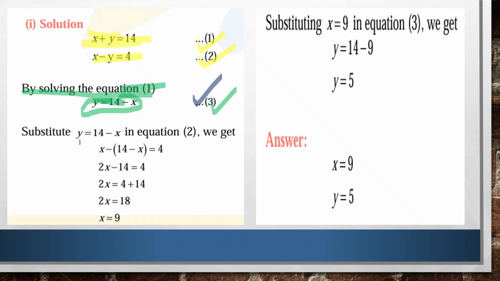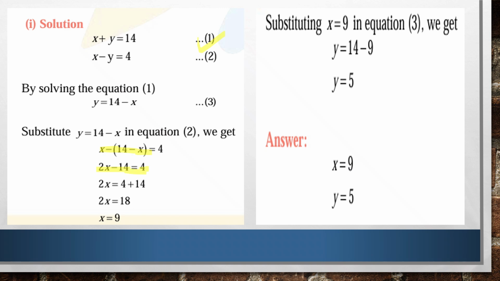So here, substitute y is equal to 14 minus x in equation 2. Equation 2 is x minus y is equal to 4. Here I will write x as it is, and instead of y I substitute 14 minus x, is equal to 4. So x minus (14 minus x) is equal to 4. Here x and x give 2x minus 14 is equal to 4.